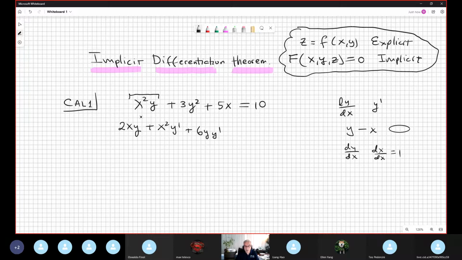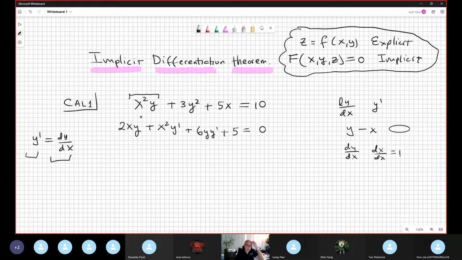I call it y prime. I don't know exactly how your teacher in Cal 1 explains it, using y prime or using dy/dx. By the way, it's the same. dy/dx, sorry. It's Newton notation, Leibniz notation. Okay, plus the derivative with respect to x is 5, and the derivative of a constant is 0.